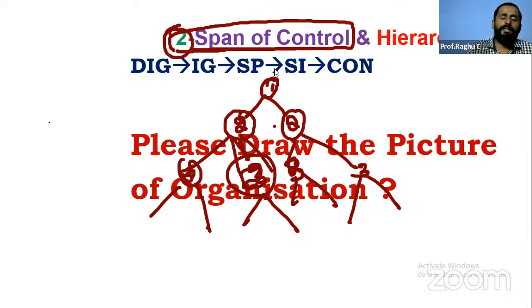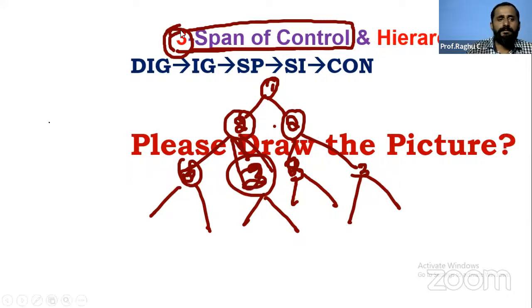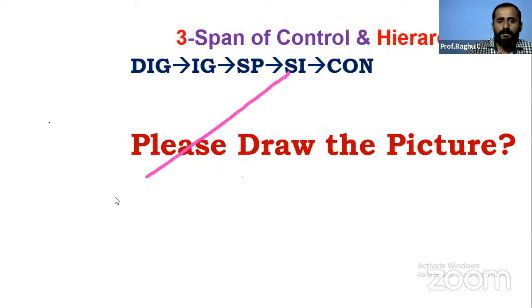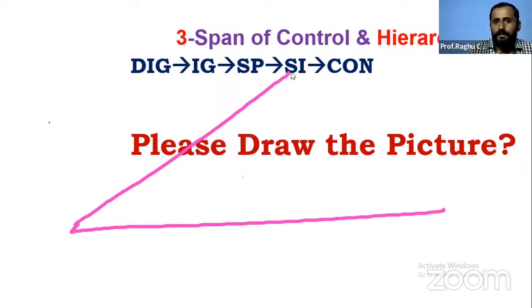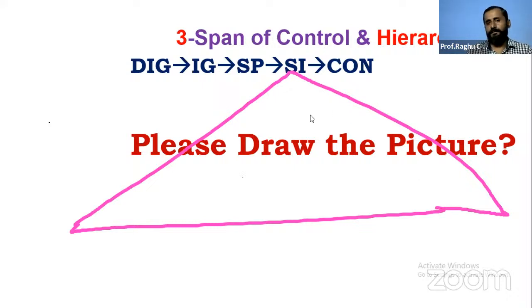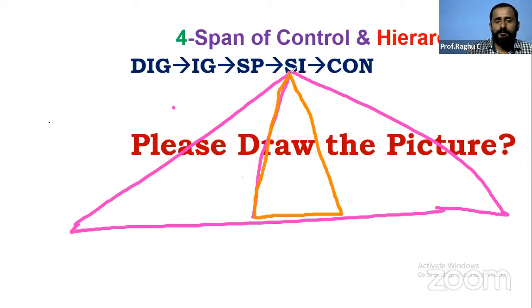Similarly, you have to draw an organization when the span of control is three. How would the organization look? Let us add one more. In all these, as the span of control increases, the slope of the pyramid will be flattened. Similarly, the span of control is 4. Okay. Now please answer this. Think that these are different pyramids which we have got. Okay, let me take a different color.